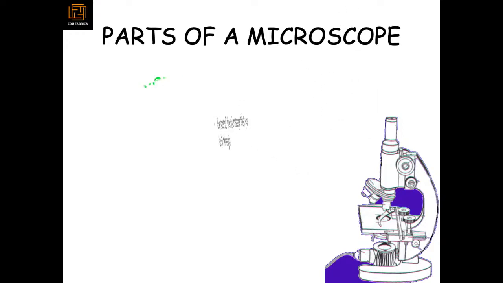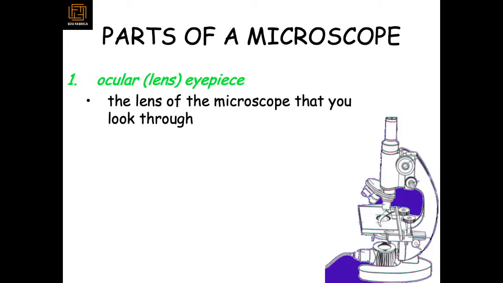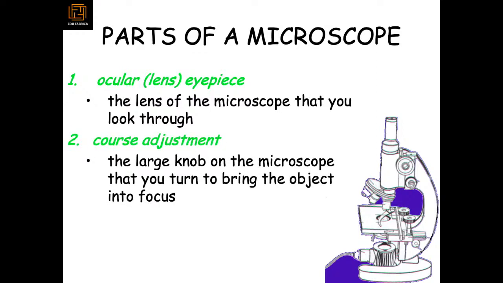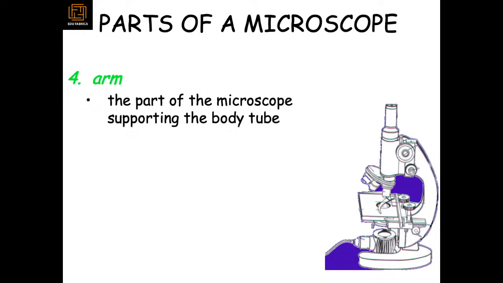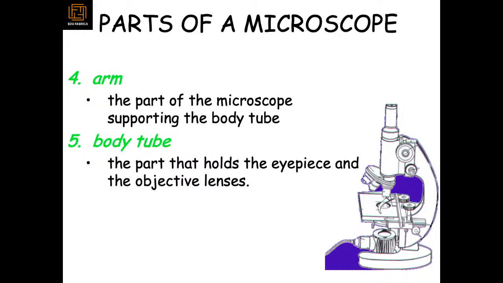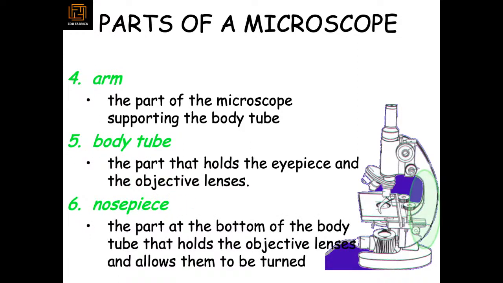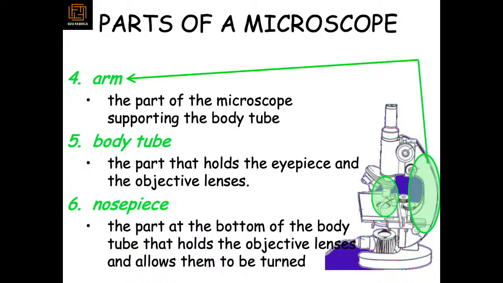So, parts of the microscope. First is your ocular lens, that is your eyepiece, through which we look through the microscope. Then the coarse adjustment is the knob with which we focus our samples. And then the fine adjustment is to bring the image into focus. Then there's an arm to hold the body tube. Then there's a body tube to join your eyepiece and objective lens. Then there's a nose piece at the bottom of the body tube, which holds the objective lenses and allows them to be turned.